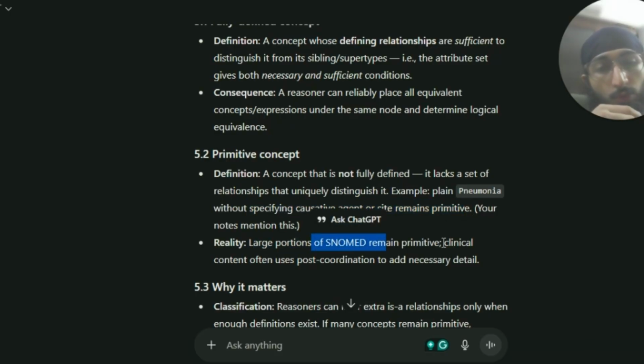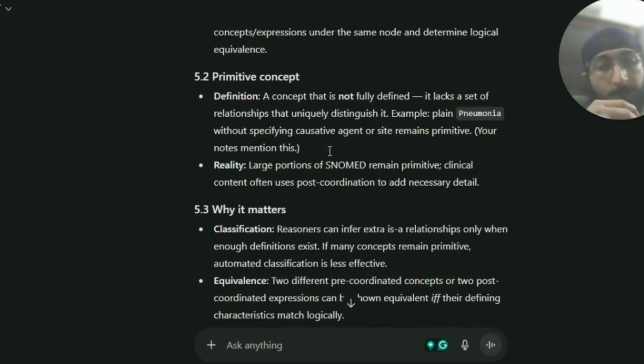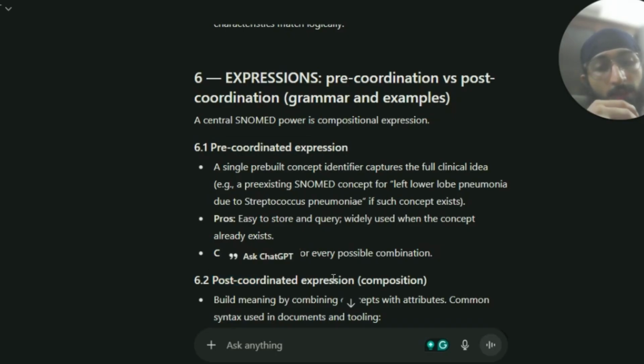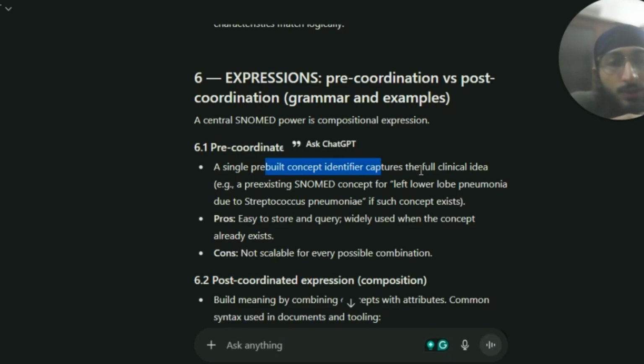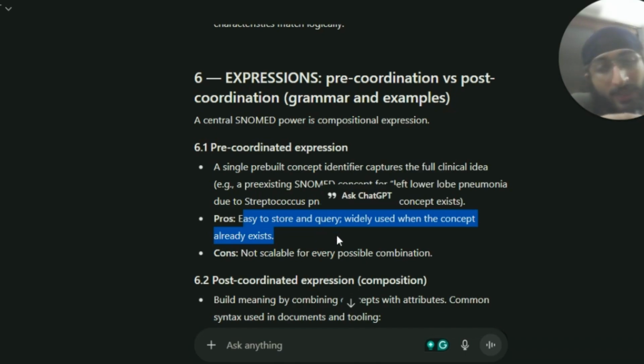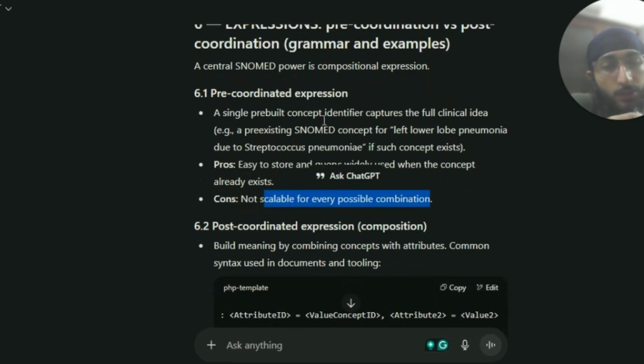The reality is that large portions of SNOMED remain primitive. Clinical content often uses post-coordination to add the necessary details, right? And this is the difference between pre-coordinated and post-coordinated expressions. So a pre-coordinated expression is a single pre-built concept identifier capturing the full clinical idea. For example, a pre-existing SNOMED concept for left lower lobe pneumonia due to streptococcus pneumoniae, if such concepts exist. It is easy to store and query, and widely used when the concept already exists. The con is that it is not scalable for every possible combination.